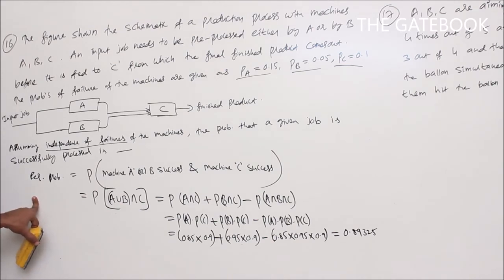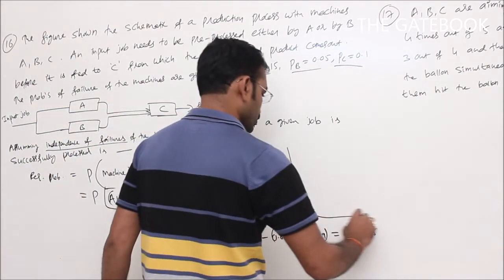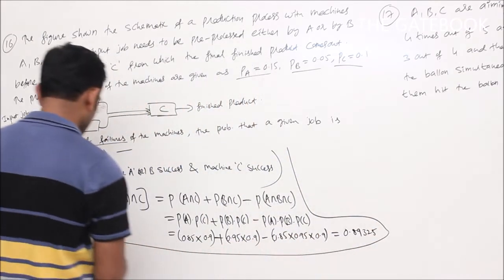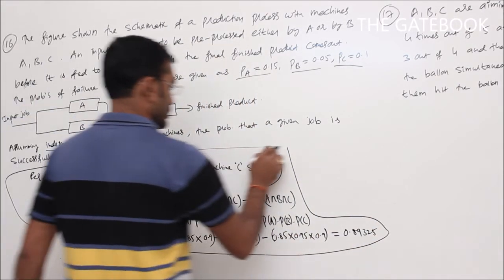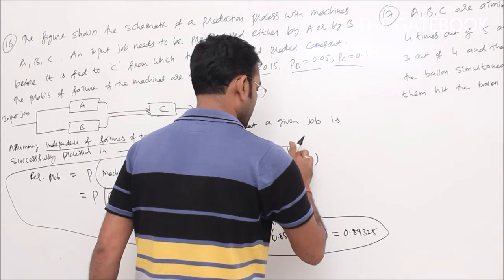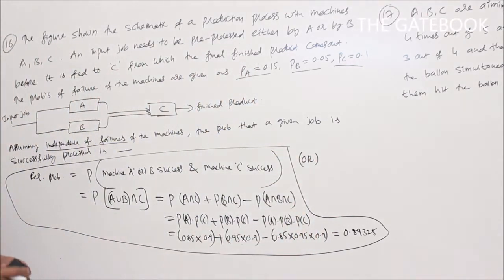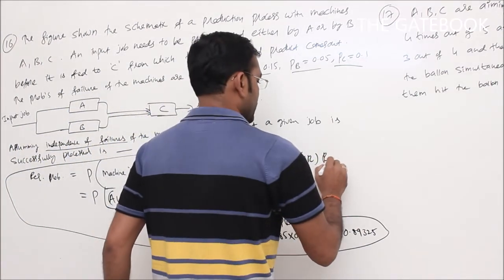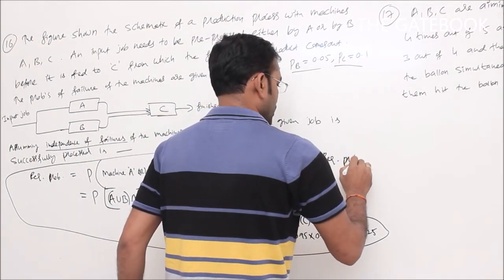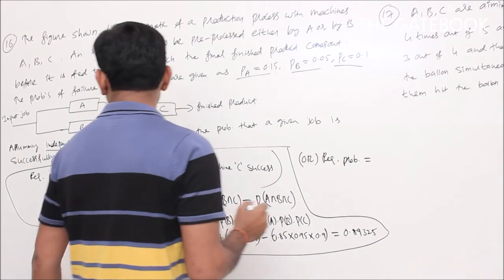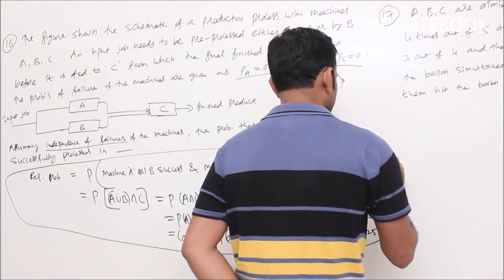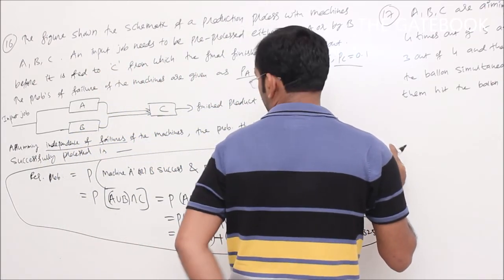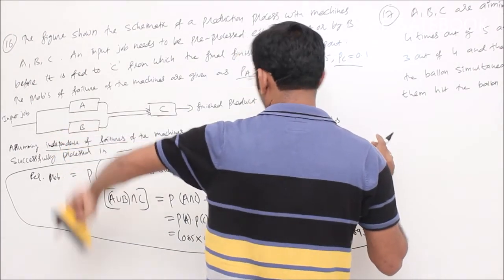This is one way of doing this question 16. There is another method also, method 2. So we can apply method 2 also. Here, the required probability I can write like this.